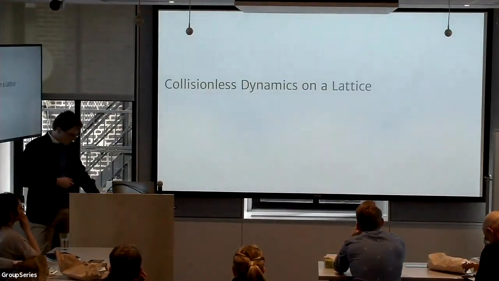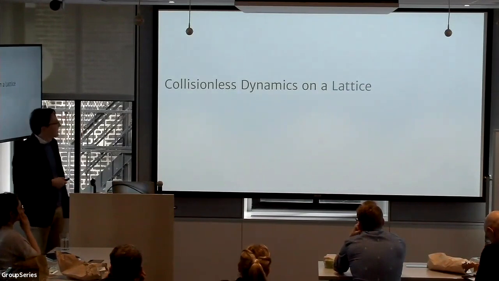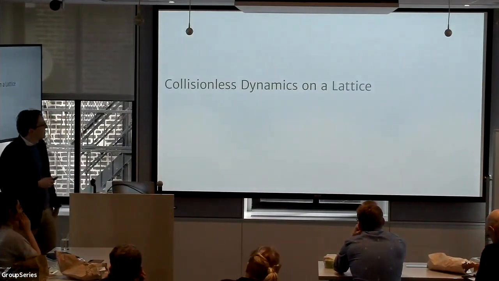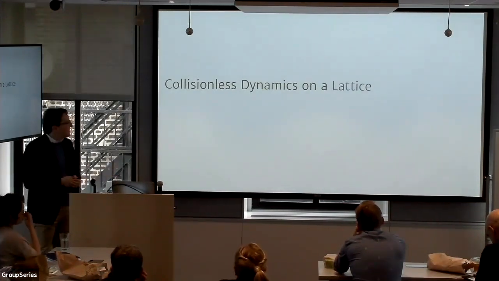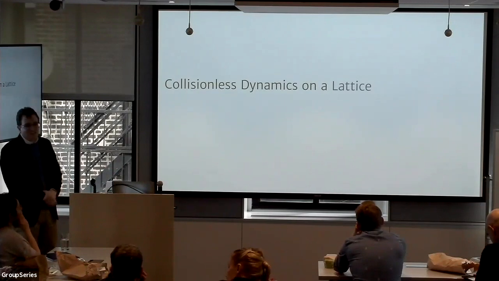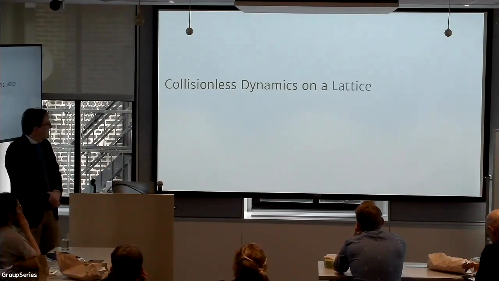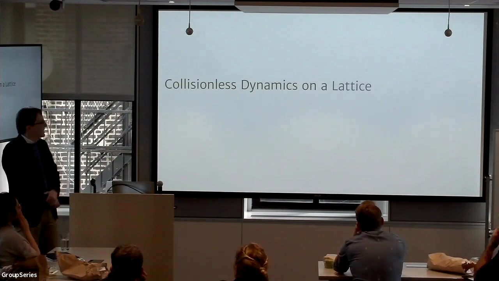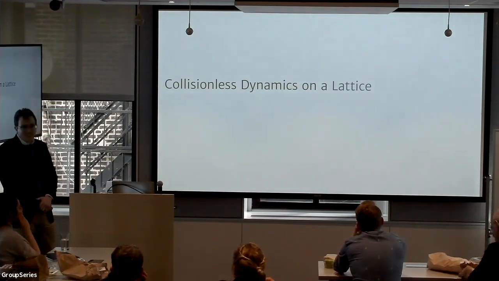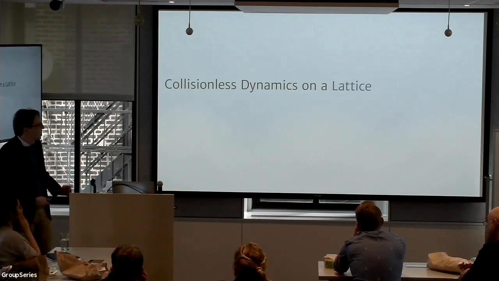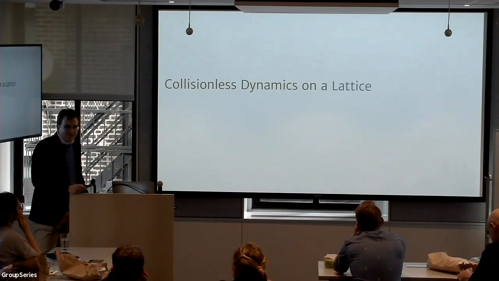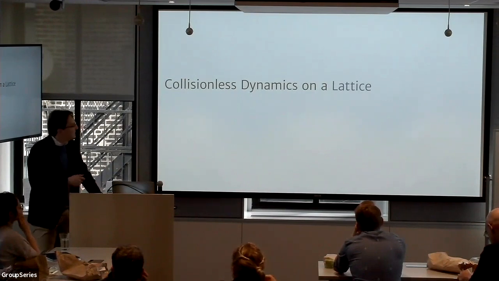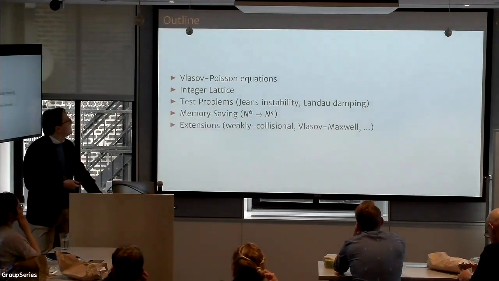In the next portion of my talk, I'd like to go back to collisionless dynamics and the Vlasov-Poisson equations, which describe again collisionless dark matter, so cold dark matter. I'd like to talk about coming up with discretizations that preserve one particular symmetry, which is time reversibility of these equations. Here I'll talk about how to solve these equations on a lattice.